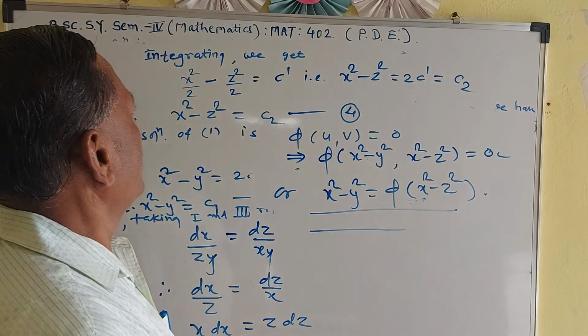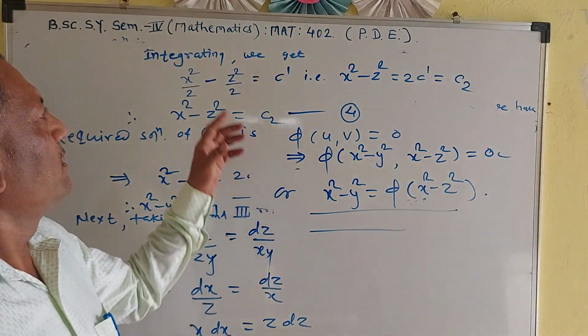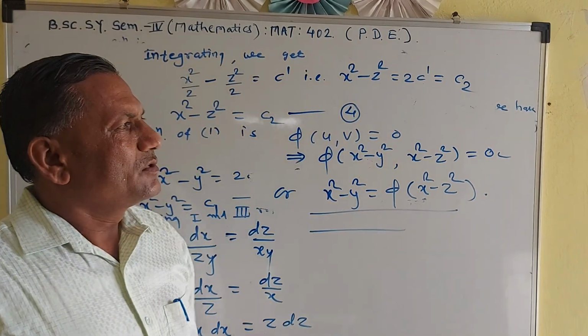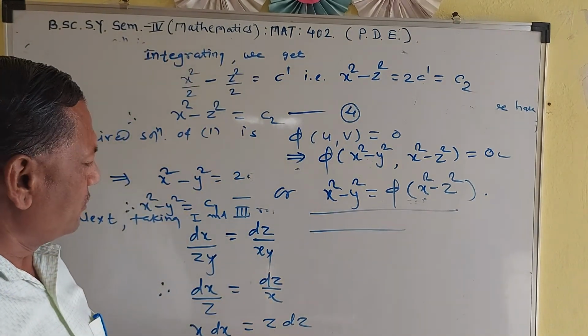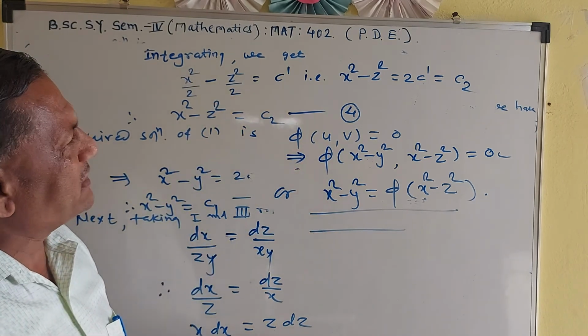So in this way you find the general solution of a linear partial differential equation of type Pp plus Qq is equal to R. So using this method, or grouping method, you solve many examples.